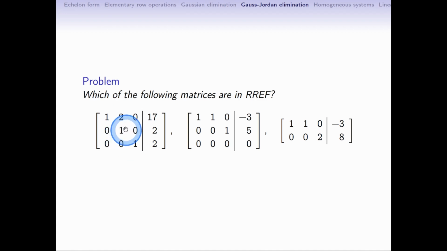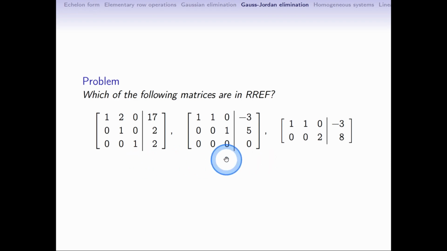We see a problem here, though, in column 2. This leading one has a 2 sitting in its column. So this matrix is not in reduced row echelon form. It's in row echelon form. It's nearly in reduced row echelon form, but it is not presently in reduced row echelon form.